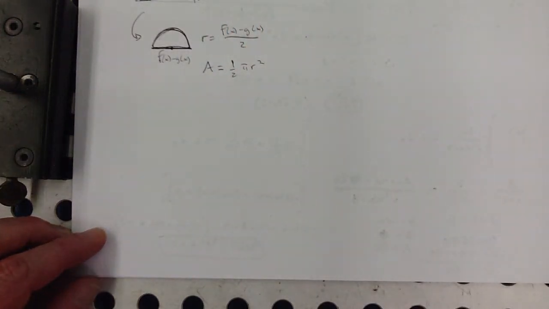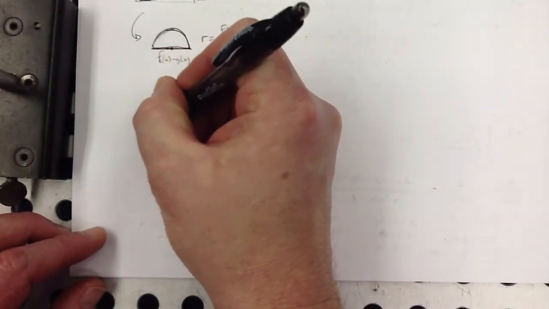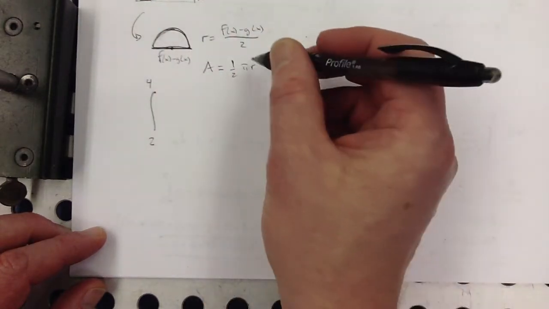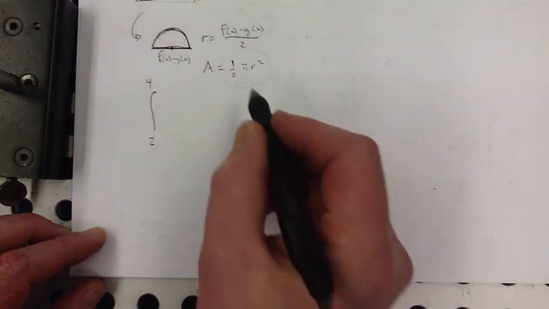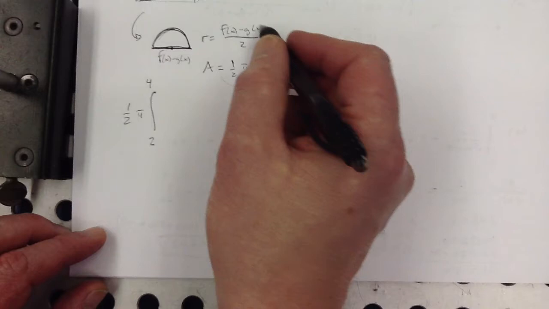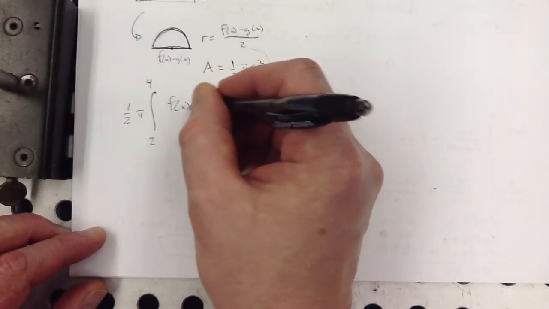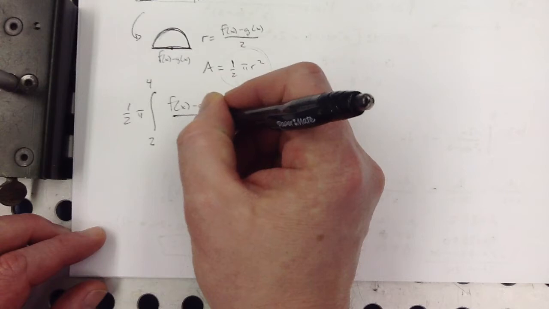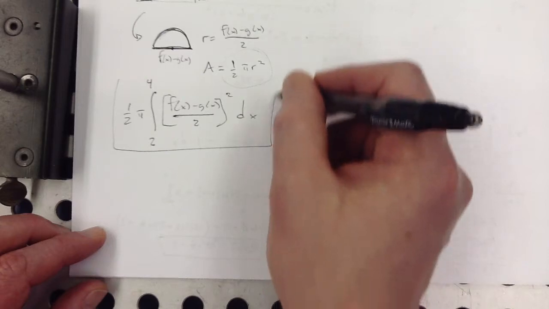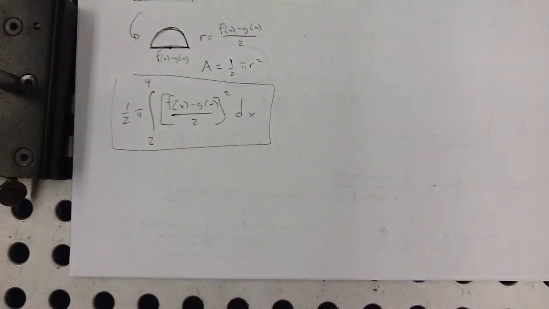So to find the volume we're interested in, we need to do the integral from 2 to 4 of this area formula of semicircles. So the 1/2 pi can go outside as a constant. And then here's my r, f of x minus g of x over 2 squared. So that's the integral. And since they defined f of x and g of x up top, I can just write them as f of x and g of x. You don't have to write in the functions if you don't feel like it. All right, that's number 8.